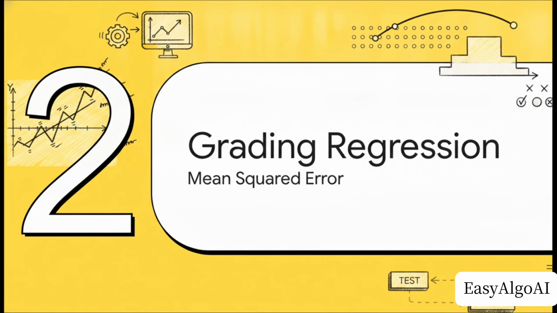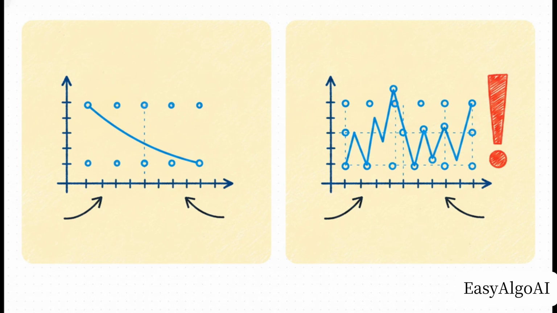Moving right along to section 2, grading regression models. When we're predicting continuous numbers, our go-to metric is usually mean squared error, or MSE. Now, if you look at how a model fits the data, you might see a smooth, generalized trend, or you might see a wild, erratic, jagged fit. We calculate the MSE for our training data, and then completely separately the MSE for our unseen test data.